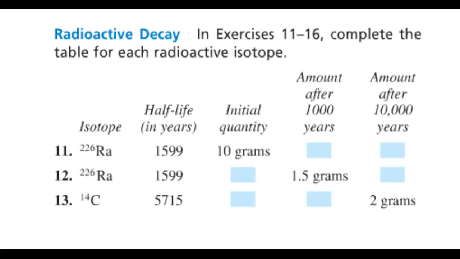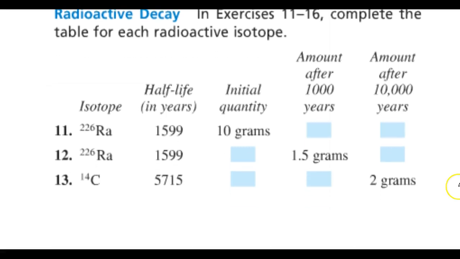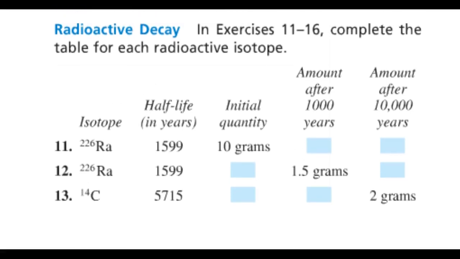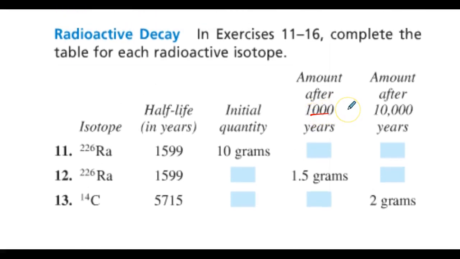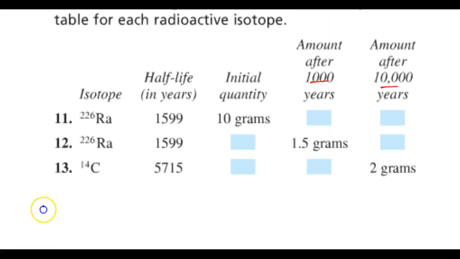And then 11, 12, and 13 are going to give you a chart and ask you to plug in for some missing items. And here we have to find the amount after 1,000 years and 10,000 years. So I'll set this up real quickly. The video is getting a little bit long. But again, just starting these sometimes seems to be the difficult part. Solving them gets to be a little bit easier.